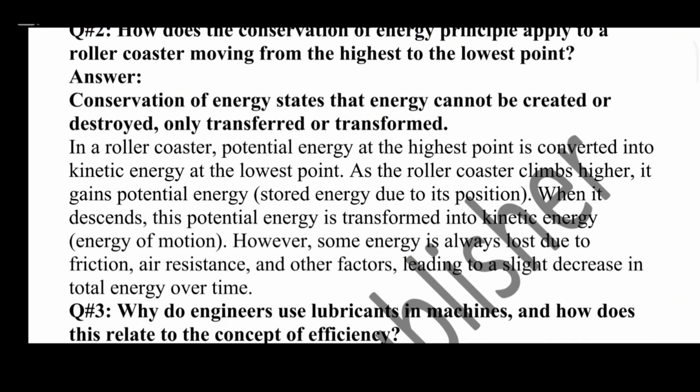As a roller coaster climbs higher, it gains potential energy, stored energy due to its position. When it descends, this potential energy is transformed into kinetic energy, energy of motion. However, some energy is always lost due to friction, air resistance, and other factors, leading to a slight decrease in total energy over time.